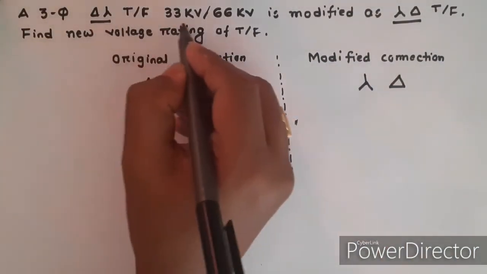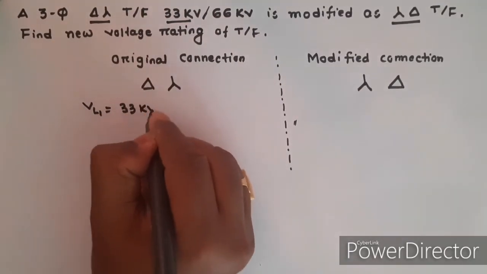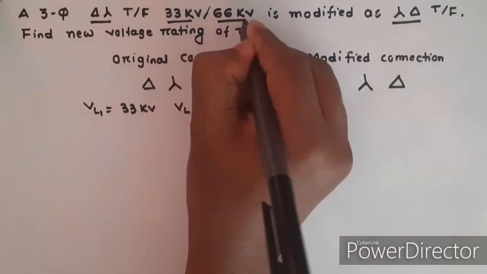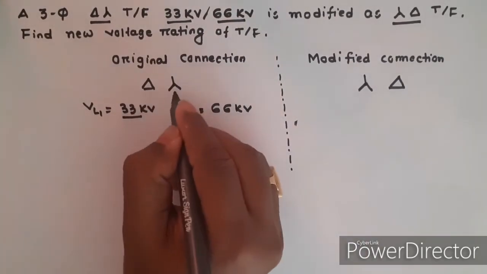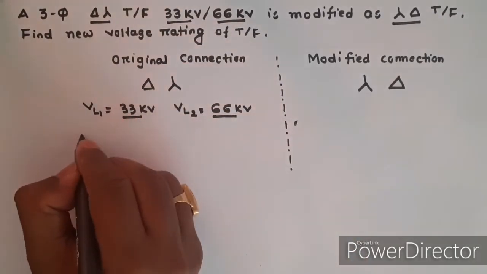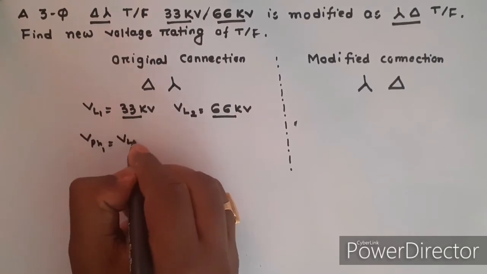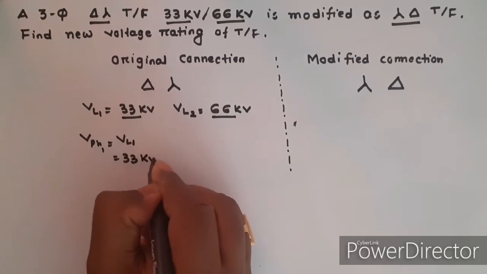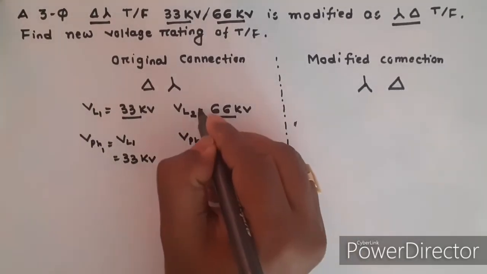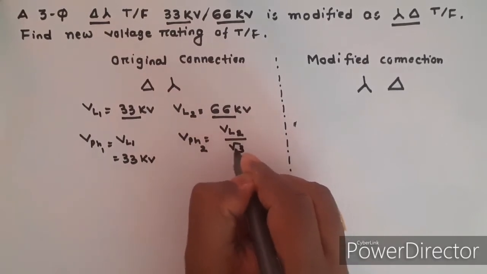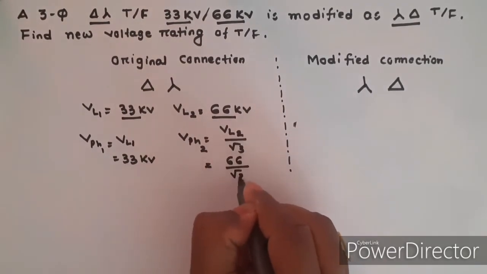Here, for the original connection, VL1 is 33 kV and VL2 is equal to 66 kV. The primary line voltage is 33 kV, the secondary line voltage is 66 kV. Therefore, primary phase voltage for delta connection: phase voltage equals the line voltage VL1, equal to 33 kV. But for star connection, the phase voltage is equal to the line voltage divided by root 3. Therefore, V phase 2, the secondary phase voltage, will be 66 divided by root 3 kV.